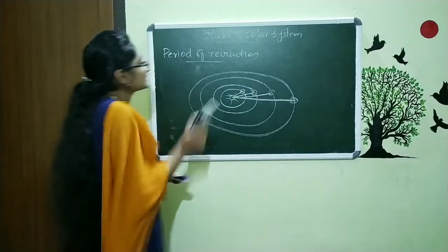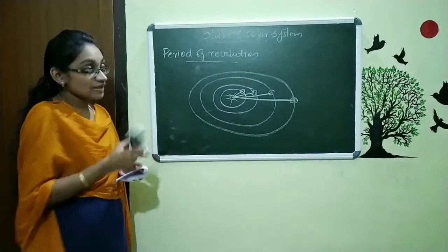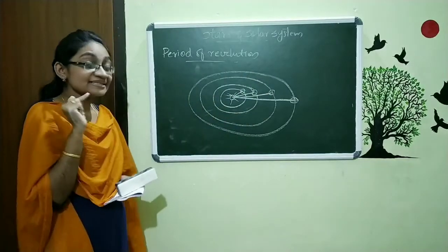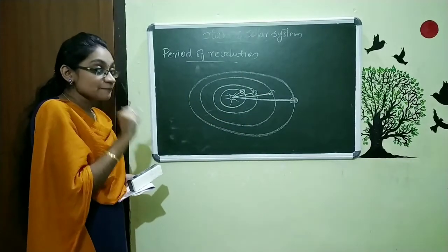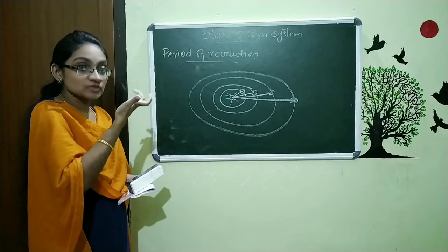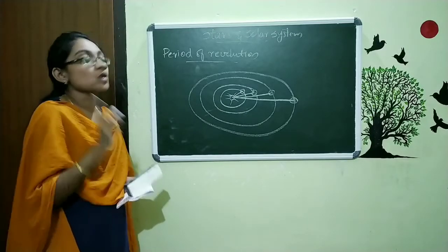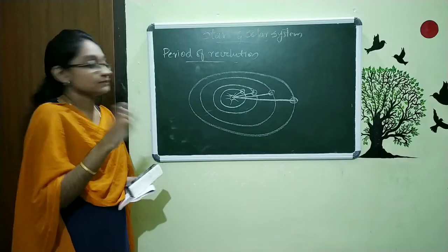So the next thing is this. We said that every planet is revolving around the sun. Now at the same time, these planets are rotating on their own axis, like a top.